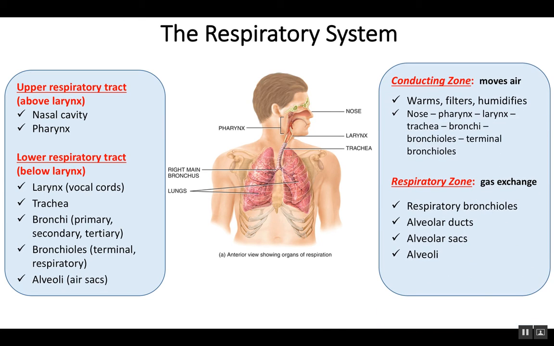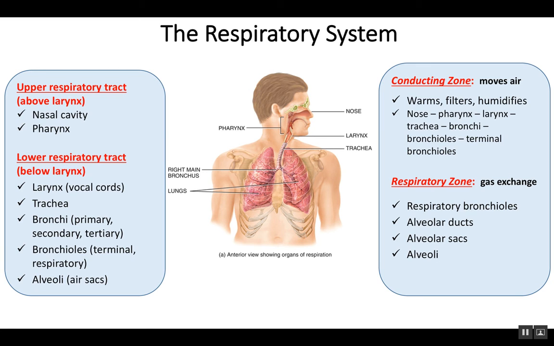Next way we can think of our respiratory tract is functionally. We have the areas of the tract that conduct air or move air. These airways also warm the air, filter the air, and add water vapor to the air so that they humidify the air. So the conducting zone moves air but also gets it ready for gas exchange. But the key difference is there's no actual gas exchange that occurs along the conduction zone.